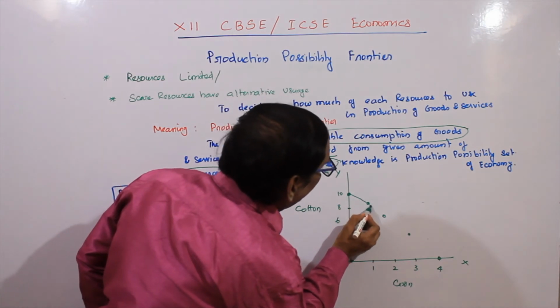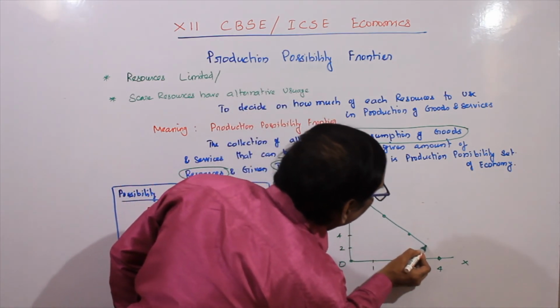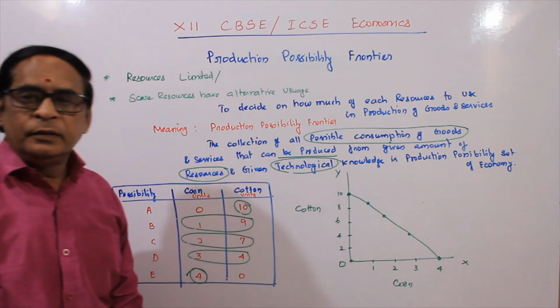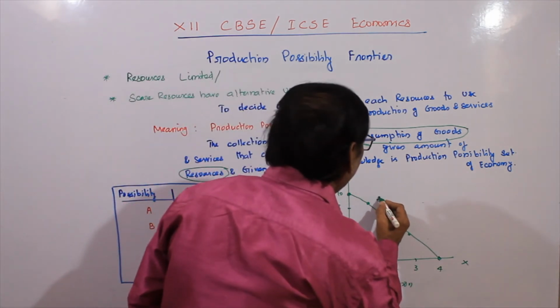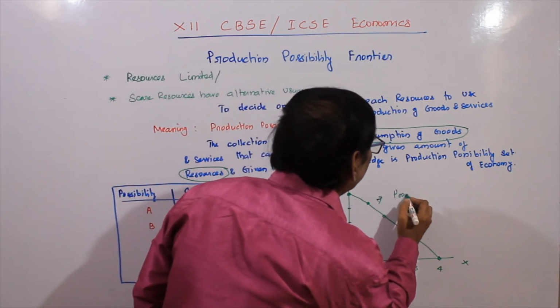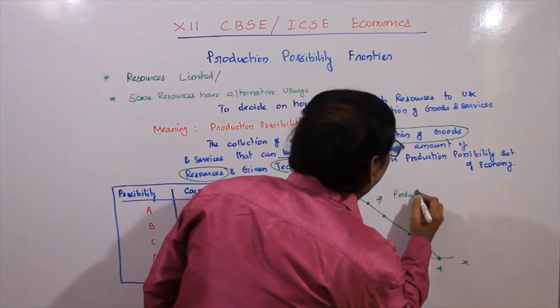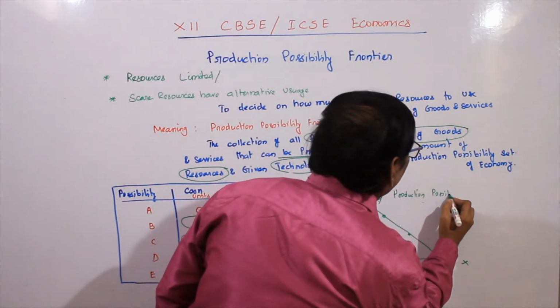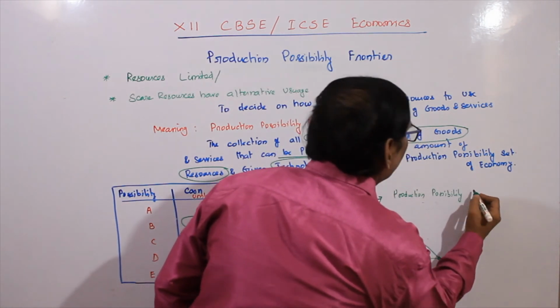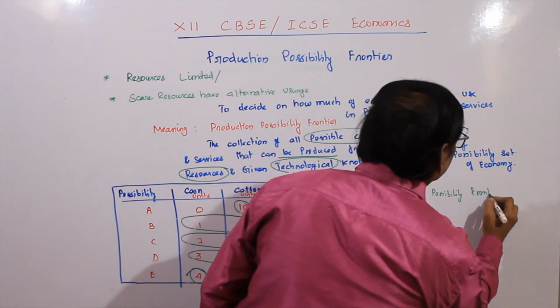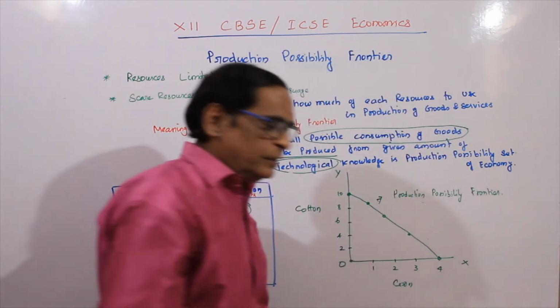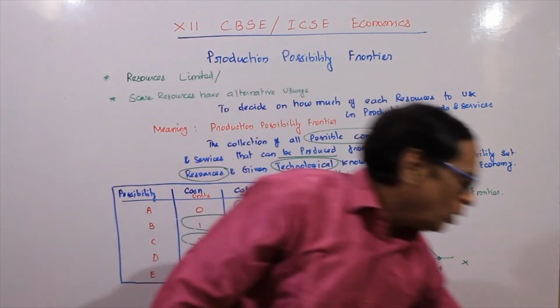If you draw all the points, understand? This is the production possibility curve, the production possibility frontier. Definitely this question will be asked in the exam. Please be careful.